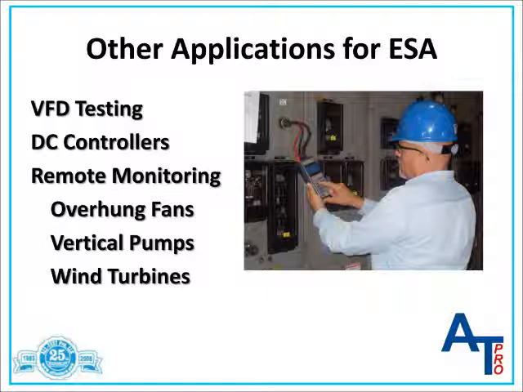A recent test on a 750 horsepower condensate vertical pump in a cogeneration plant clearly showed destructive vane passing issues using ESA. Vibration readings taken on the top of the pump showed the pump to be in excellent condition. Subsequent inspection of the pump showed severe pump impeller damage. Other areas of testing are overhung fans and wind turbines.